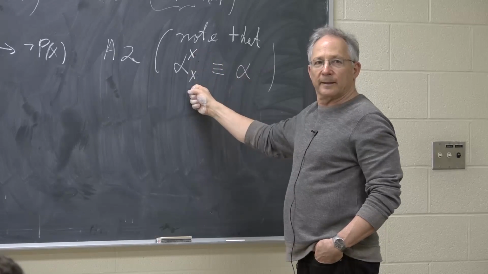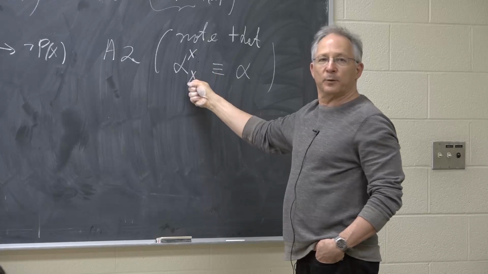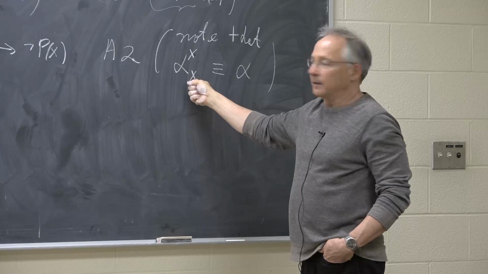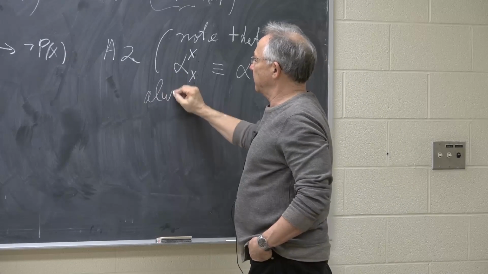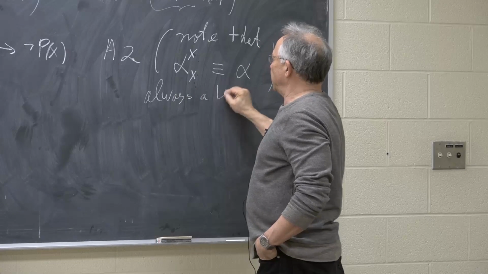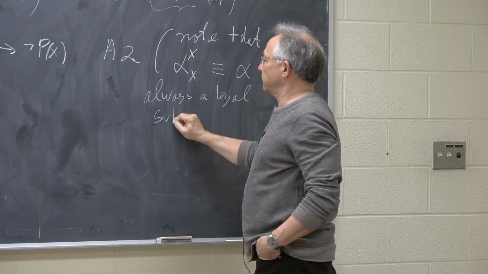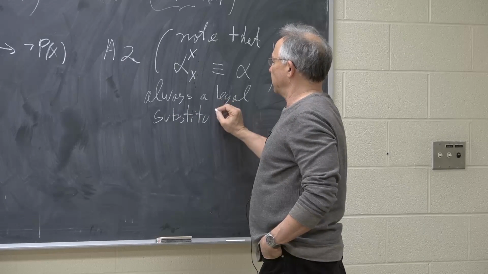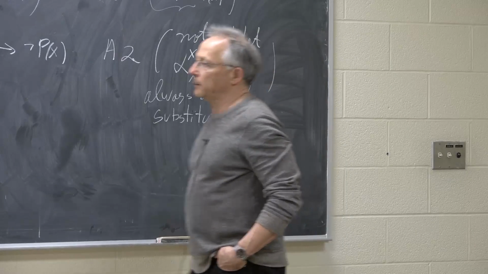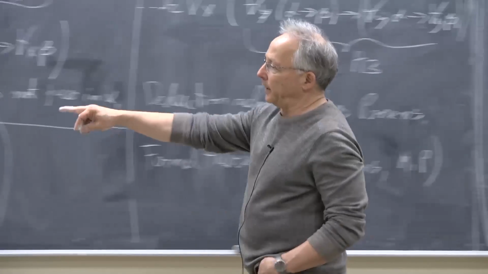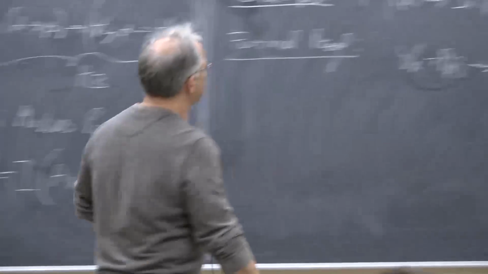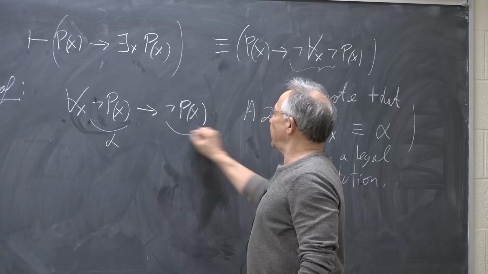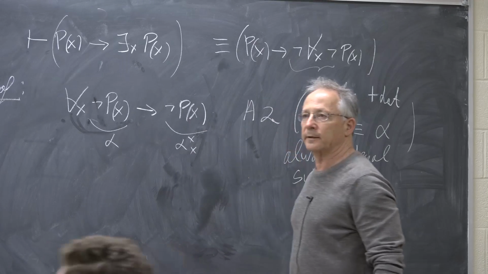If I put x wherever x was free, it will not suddenly become not free, because it didn't change anything. So this is always a legal substitution. What I did is I used axiom type 2. I started with "for all x," this is my alpha, and this is my alpha with x substituted for x.